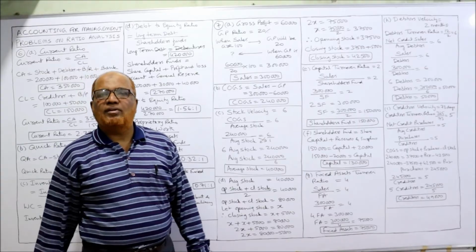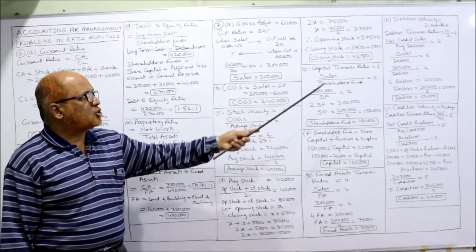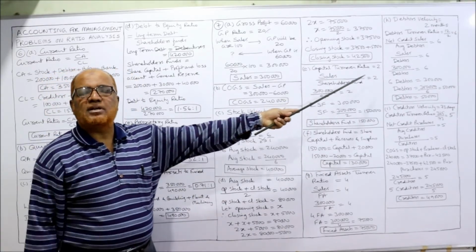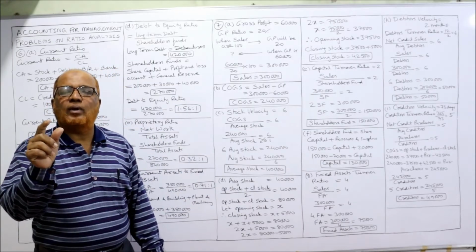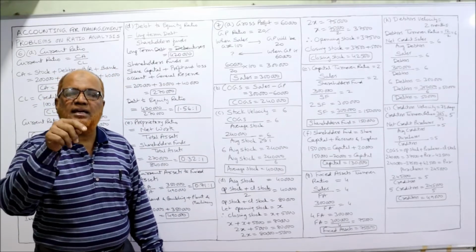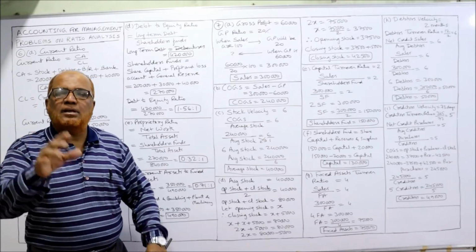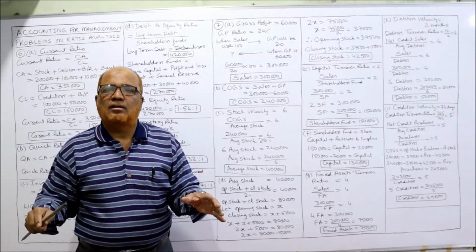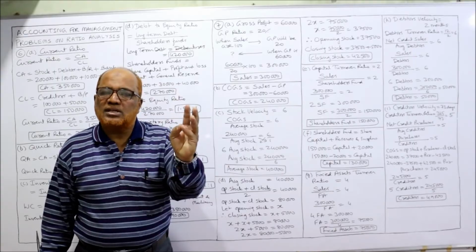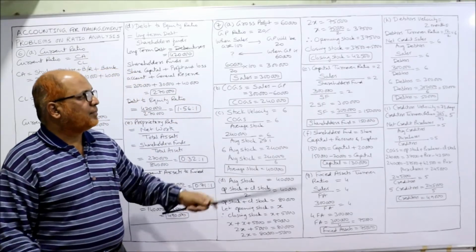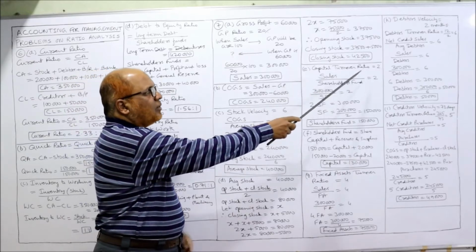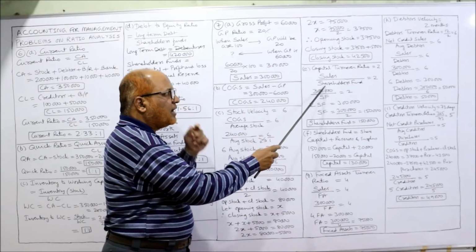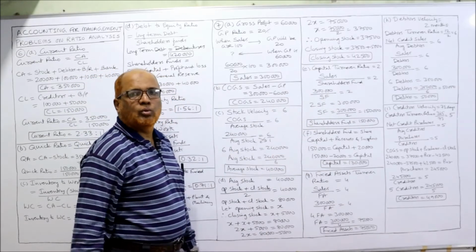The next ratio given in the problem is capital turnover ratio. It is given capital turnover ratio is equal to 2. The formula for capital turnover ratio is sales by shareholders fund. Capital means the shareholders fund. That means it includes capital plus reserves, etc. Right? So here capital turnover ratio is 2. So sales divided by shareholders fund is equal to 2.